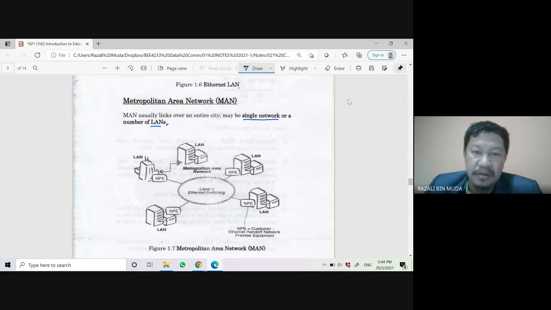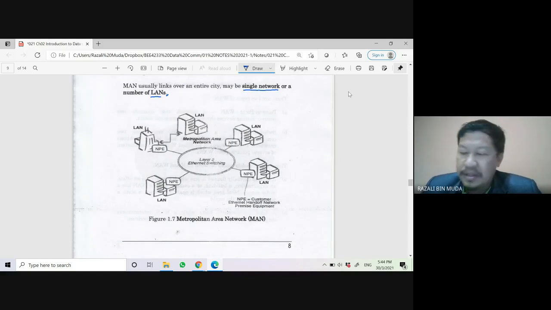This is an example of a MAN, which consists of a few local area networks. We have one here, one here, a third LAN, a fourth LAN, and a fifth. We have five local area networks combined together to become one metropolitan area network.